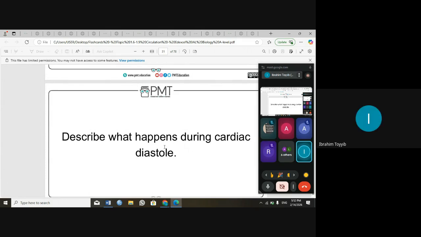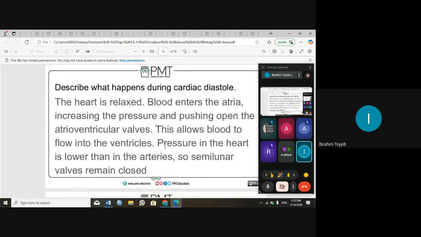Okay. Is it only that one you remember? You don't remember maybe semilunar valve closed, atrioventricular valve open, something like that. The heart is relaxed, blood enters the atria, increasing the pressure and pushing open the atrioventricular valves. So the atrioventricular valve opens, and this allows blood to flow into the ventricle. The semilunar valve remains closed, while the atrioventricular valves remain open.